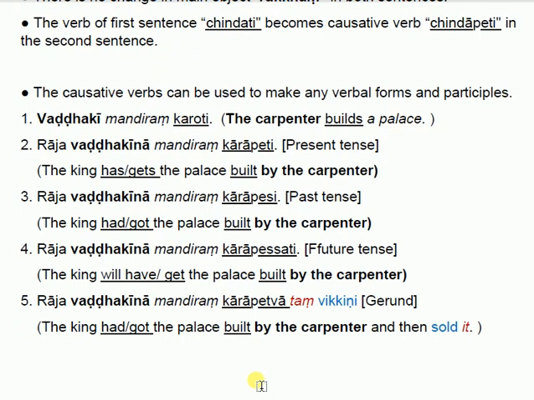In here, the causative verbs can be used to make any verbal forms and participle. So up to now you learned many things about verbs. All of those things can be done with these causative verbs also. That's what it says here. So here we have examples. Let's see.